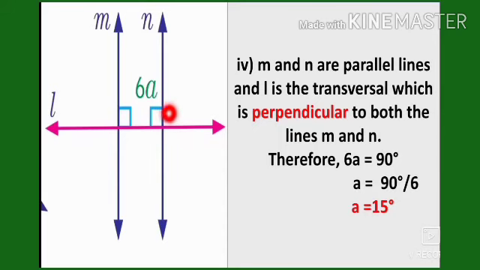So students, here M and N are two parallel lines and L is the transversal which is perpendicular, which makes an angle 90 degree with these parallel lines, to both the lines M and N. Therefore, we know that perpendicular means it makes an angle 90 degree. So we can equate 6a to 90 degree. So a is equal to 90 over 6. This 6 becomes 1 by 6 on the right hand side when it crosses the equal to sign. So 90 divided by 6 is 15 degree.